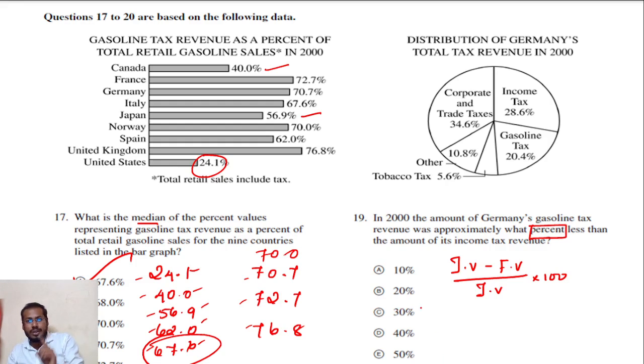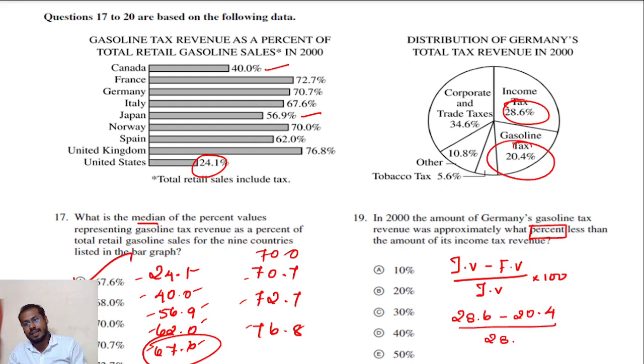So look at this: in 2000, the amount of Germany's gasoline tax. Gasoline tax, what is that? 20.4. Gasoline tax revenue was approximately what percent less than the amount of income tax revenue? So income tax revenue is 28.6. So just take these two values. They are asking about the difference, right? Just take 28.6 minus 20.4, divided by the initial value 28.6, because what percent less than the amount of income tax revenue? You need to compare with the income tax.